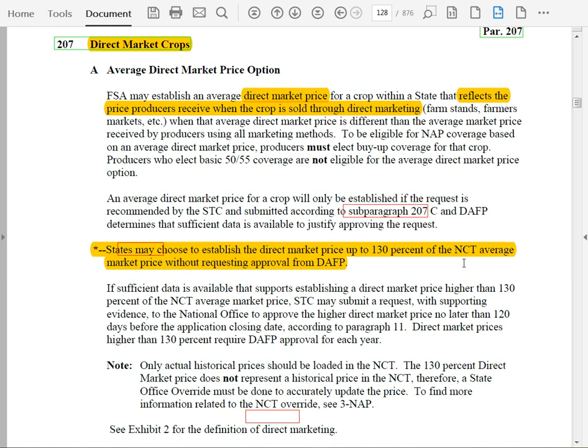When selling directly to consumers, the value of the crop to the farmer is greater than it would be selling to a distributor, and oftentimes the cost of producing that crop may be higher as well. The direct market price option is meant to capture that higher value and cost. Producers who elect this coverage can have payments calculated using the direct market price rather than the average market price.